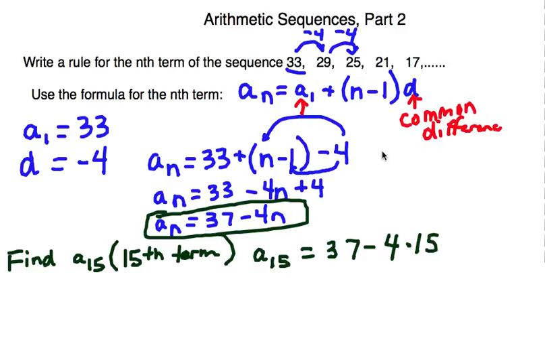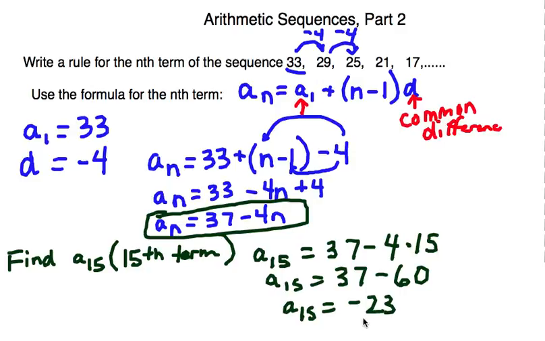Remember order of operations. We need to multiply before we can subtract. And remember to keep the same order here. So we have a sub 15 equals 37 minus 60. Now we're going to subtract 60 from 37, and we will get a sub 15 equals negative 23. So our 15th term is negative 23.